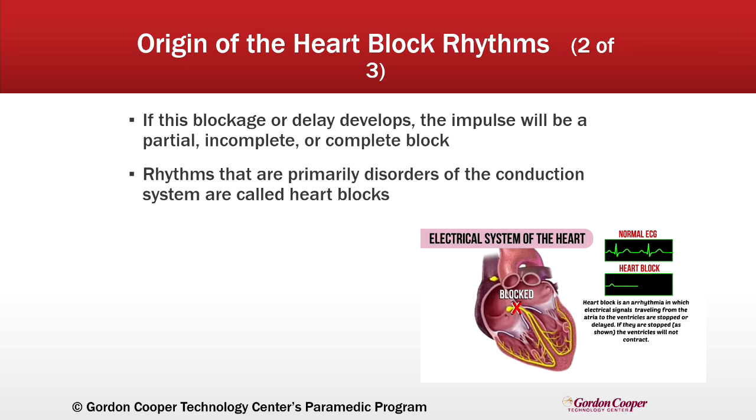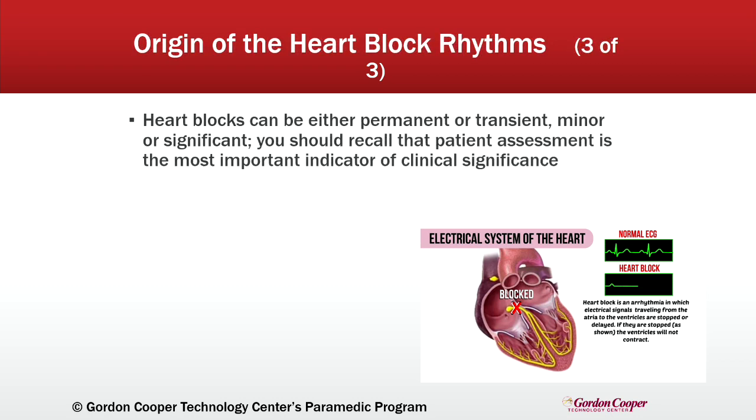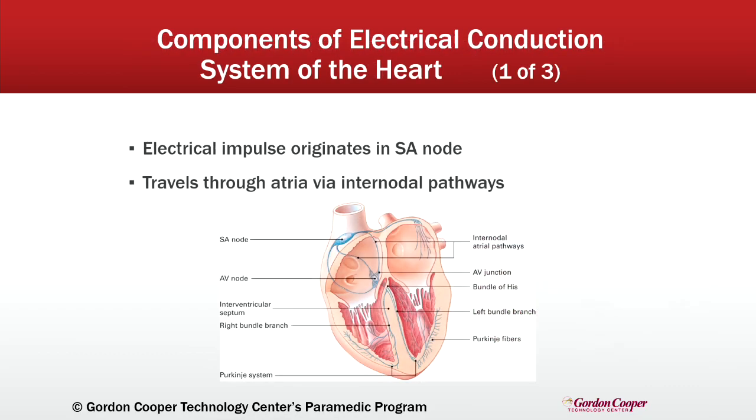Now, if there's a blockage or delay in the conduction system, it can result in a partial, an incomplete, or even a complete blockage. So these rhythms, which are primarily caused by issues within the heart's conduction system, are what we refer to as heart blocks. So essentially, it's just a disruption in the normal flow of electrical impulses through the heart. Now, heart blocks can vary. They might be permanent or temporary, and some can be minor while others are much more serious. However, what's most important is a patient's clinical condition. So how the patient is presenting is the best indicator of how significant the heart block is.